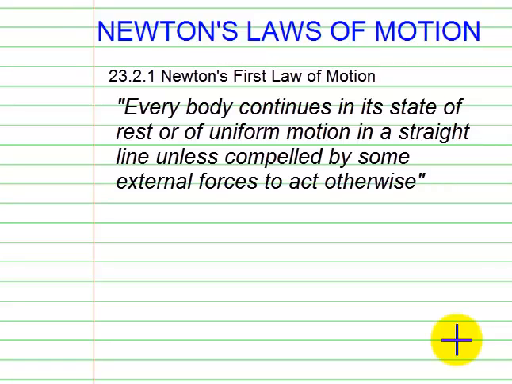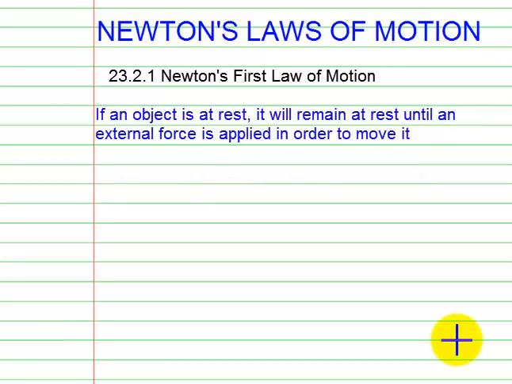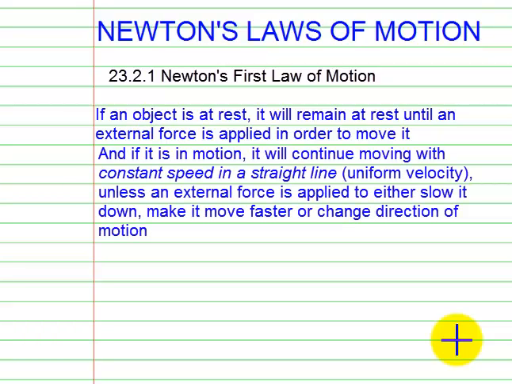Simply put, if an object is at rest, it will remain at rest until an external force is applied in order to move it. And if it is in motion, it will continue moving with constant speed in a straight line, that is, continue moving with constant velocity until an external force is applied to either slow it down, make it move faster, or change direction of motion.